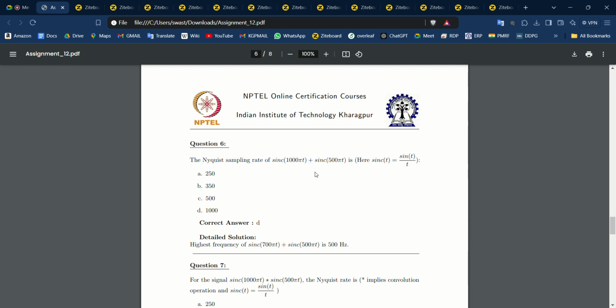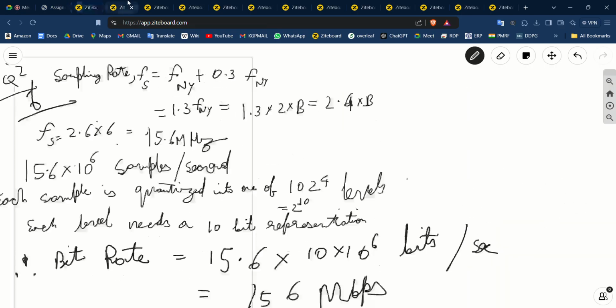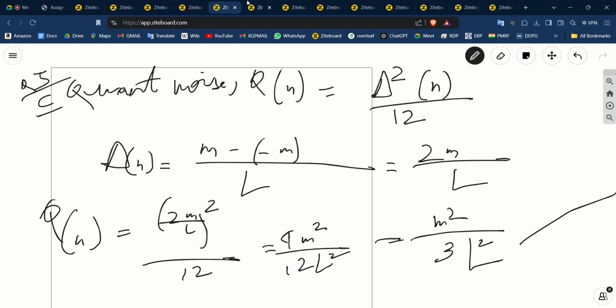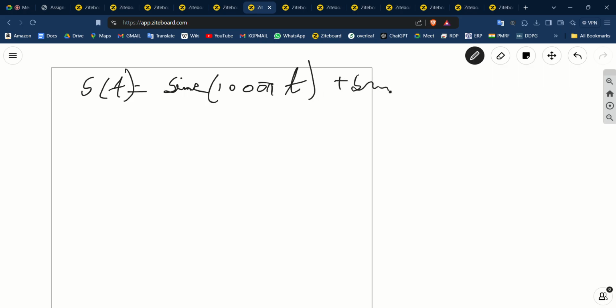The Nyquist sampling rate of sinc 1000 pi t added with sinc 500 pi t. So there are two sincs. What is the Nyquist sampling rate of this signal, sinc 1000 pi t added with sinc 500 pi t?